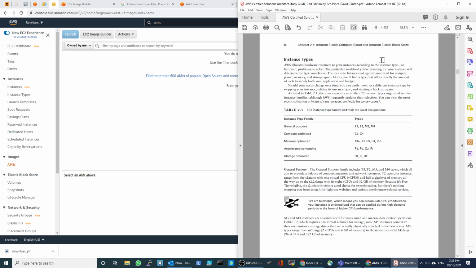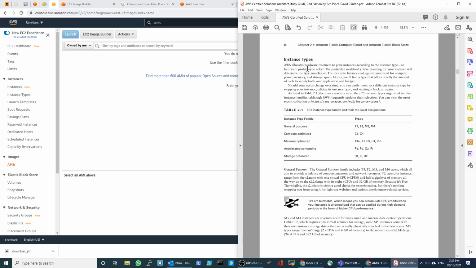All right, this is something I'm sure you're familiar with: the instance types. Should your needs change over time, you can easily move to a different instance type by stopping the instance, editing the instance type, and starting it again. So there are different instance types, right?